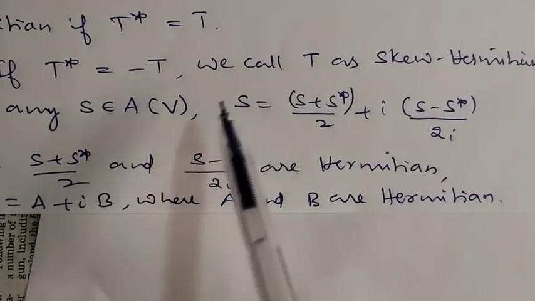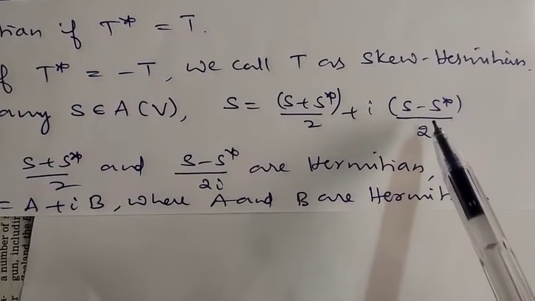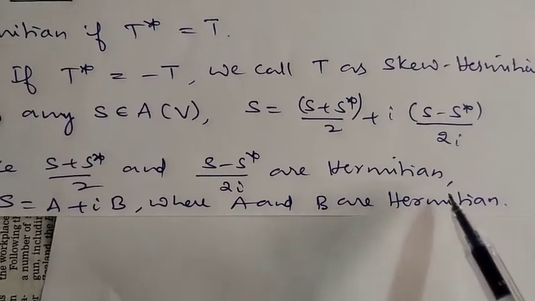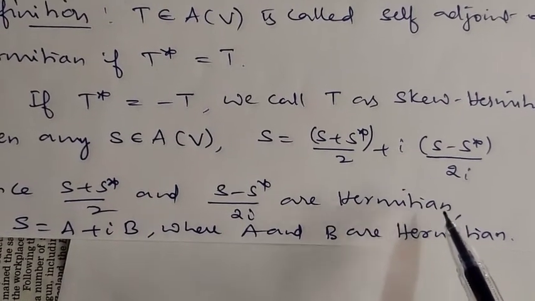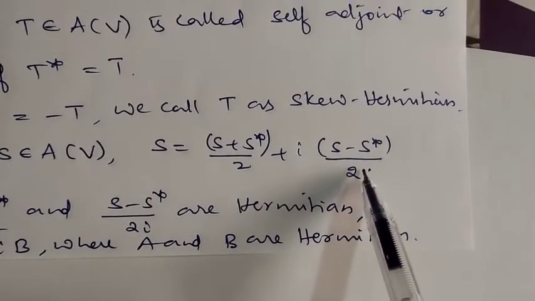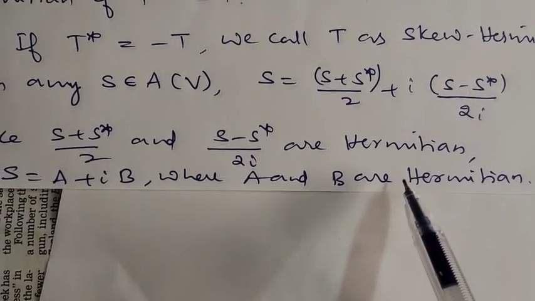Therefore, you can declare that S is equal to this, you call it A, and this you call B: S is equal to A plus IB, where A and B are Hermitian. Understand this? So any transformation can be written like this, where A and B are Hermitian.